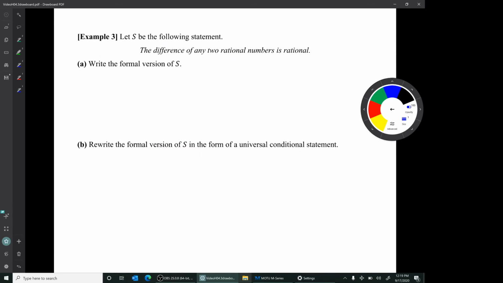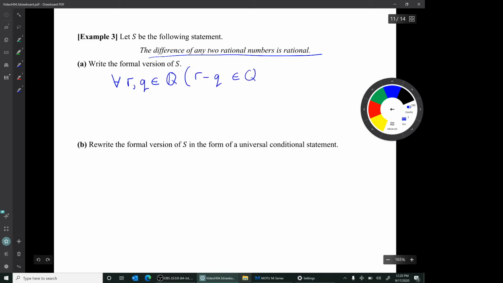Example 3. Let S be this statement. The difference of any two rational numbers is rational. So question A is to write the formal version of S. Well, that means to express it in symbols using symbols for quantifiers. Here's one way of doing it. So notice I have a quantifier that says for any two rational numbers, and then the predicate says the difference of those two rationals is rational.